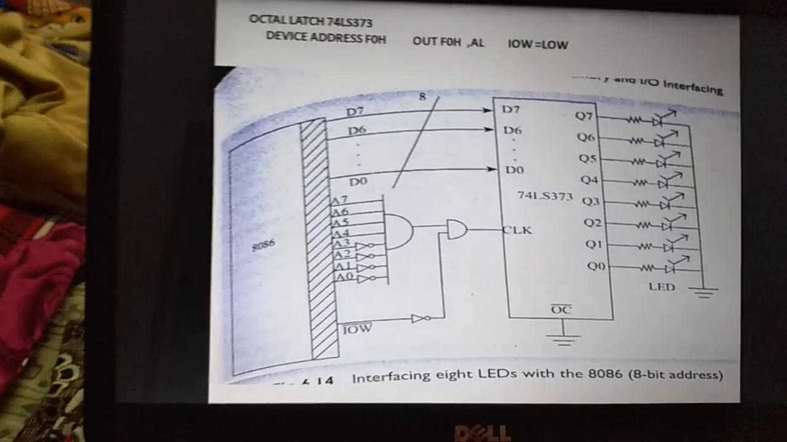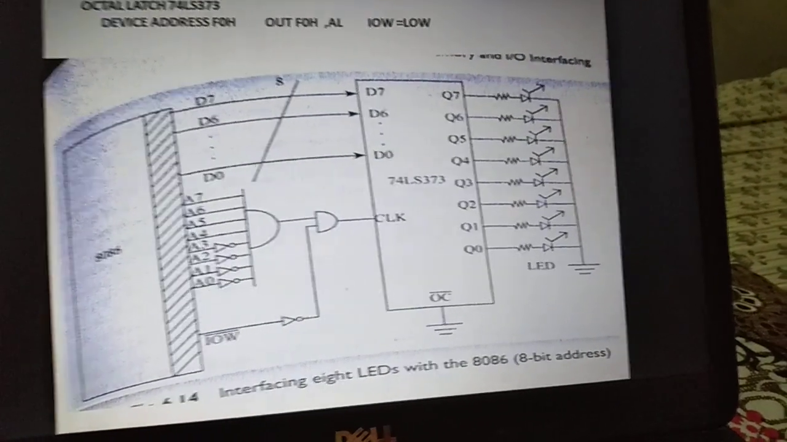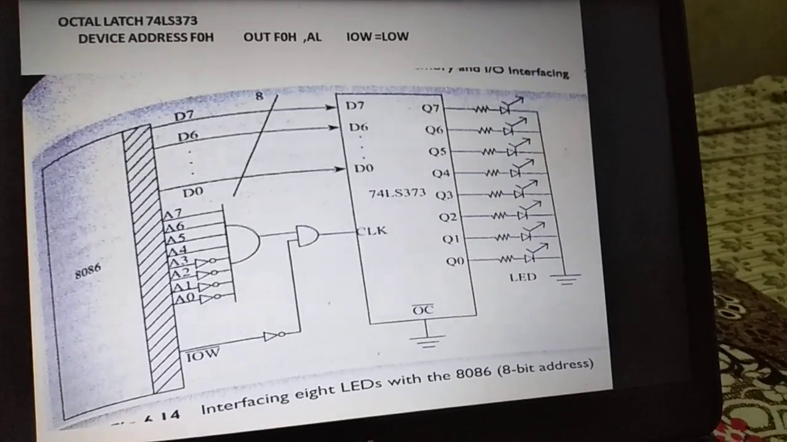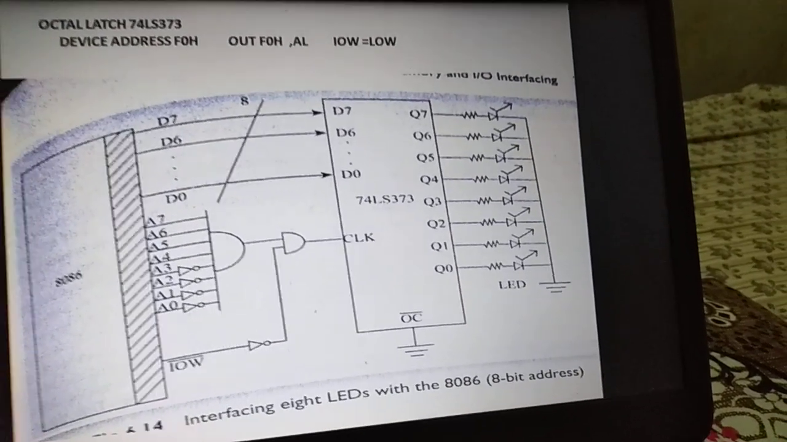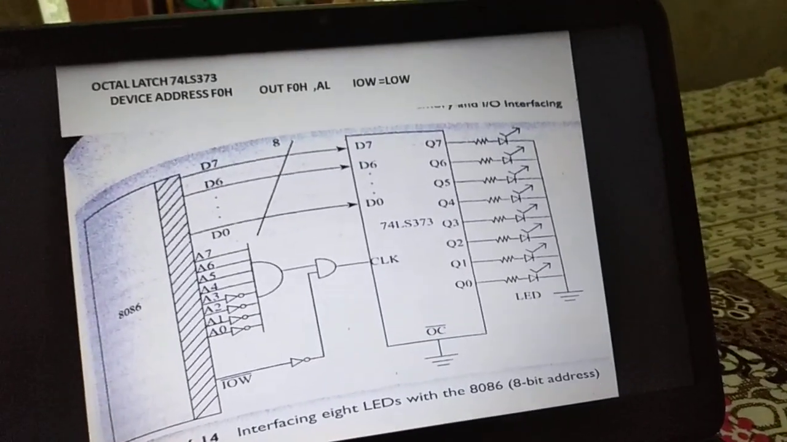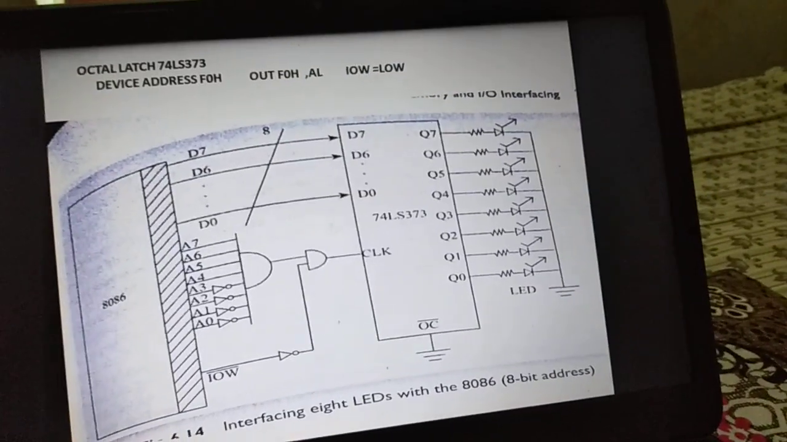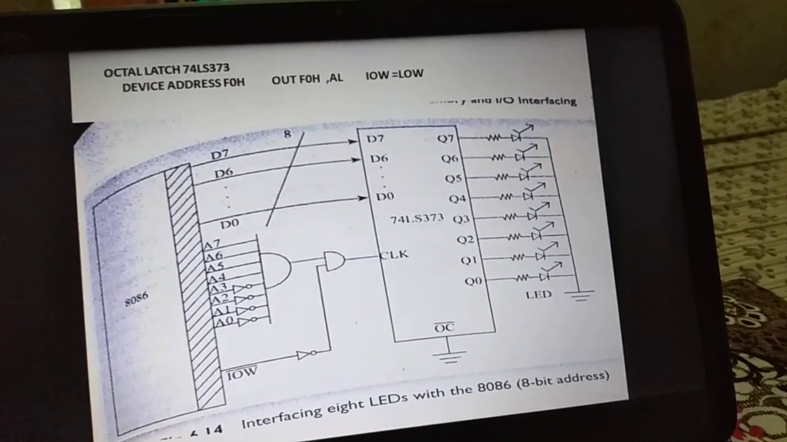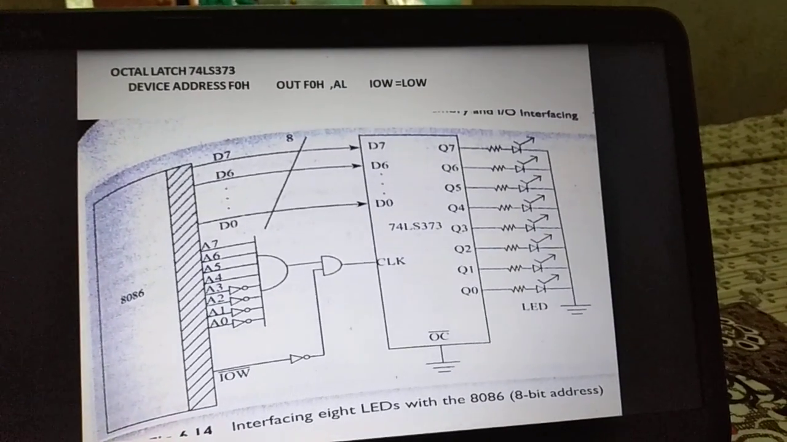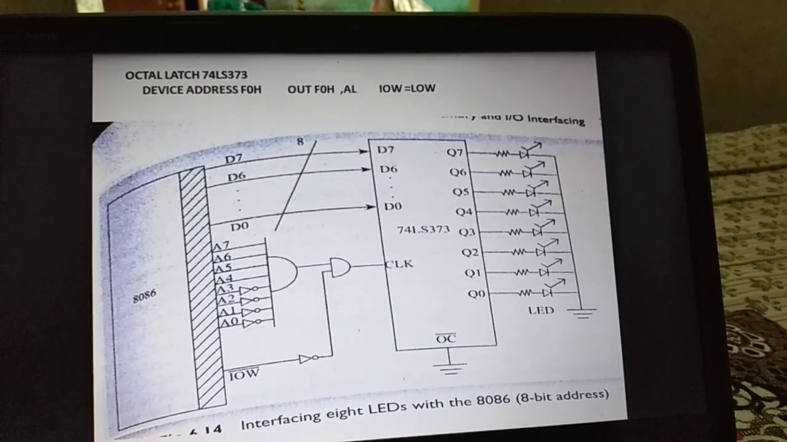Now we'll go with an 8-bit output device. Here the output is going to be LEDs. The information is written from the microprocessor to the LEDs, again using the octal latch 74LS373. The address of that output device is taken to be F0H. If we write that address in binary, F stands for 4 ones and 0 is 4 zeros. When the address is 4 ones 4 zeros, it will be decoded as 1 by the AND gate which is connected to the microprocessor.